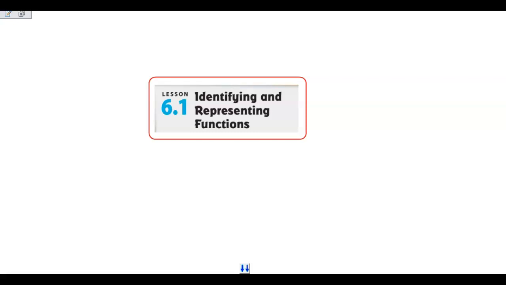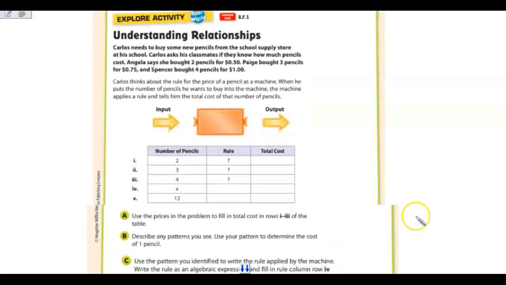Hello. Today we are identifying and representing functions. So it's a relationship between an action and a result.